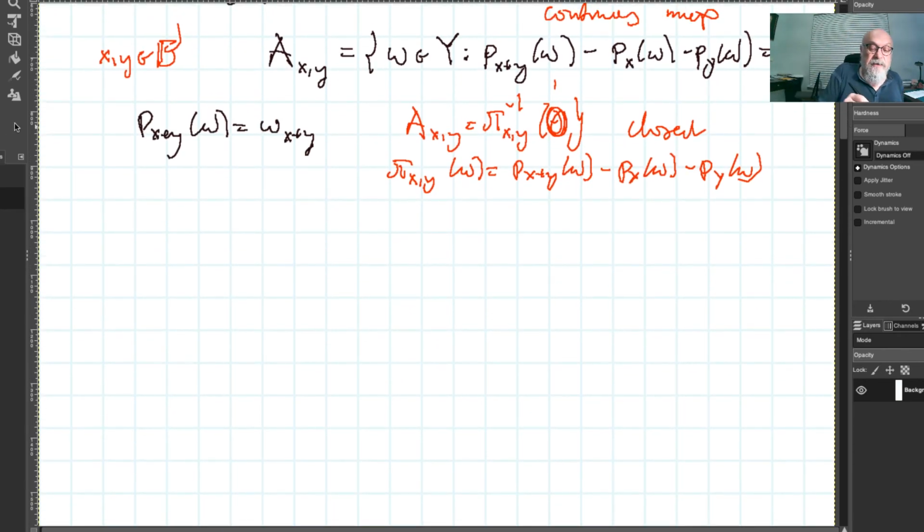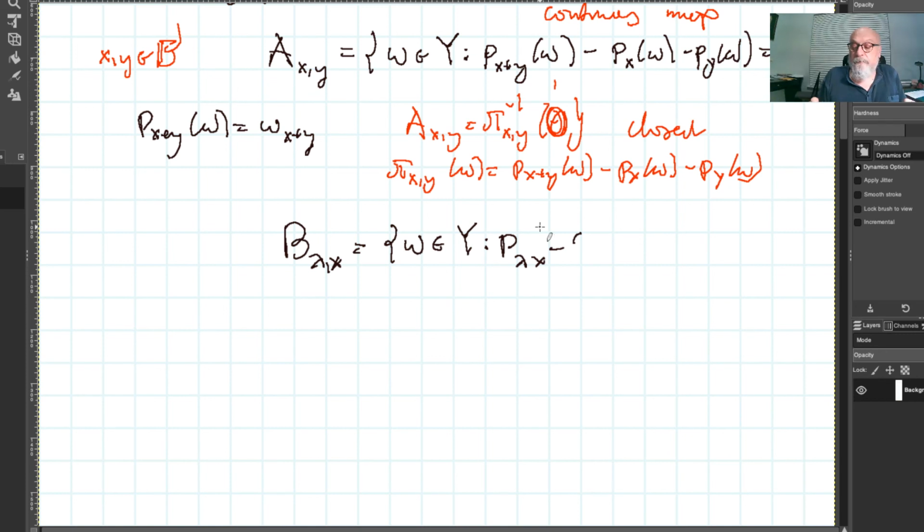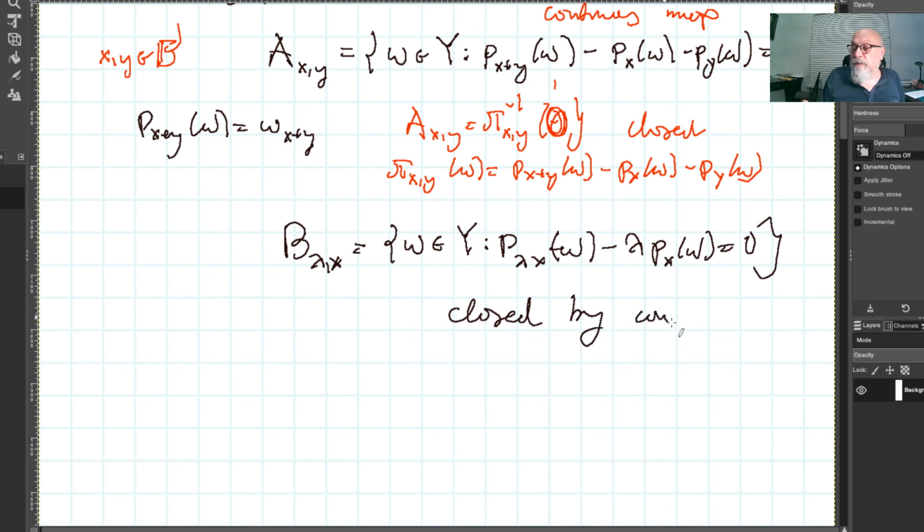Similarly, you can define the set B, and I put here lambda as a parameter, like a scalar, and this is x. So this belongs to Y, such that this will be p of lambda x of omega minus lambda p x of omega equals zero. And that's exactly, by the same argument, also closed, by continuity of this particular map, because those are the natural projections, which are naturally continuous by the definition of the product topology.